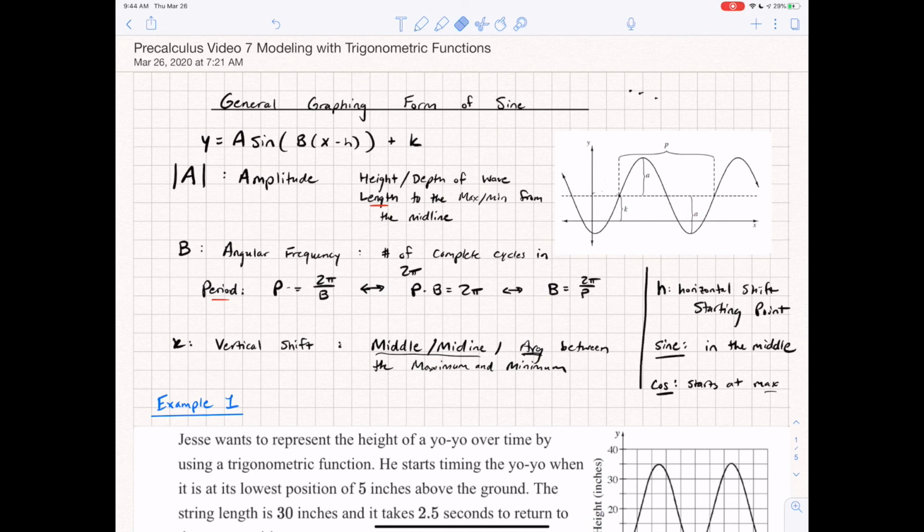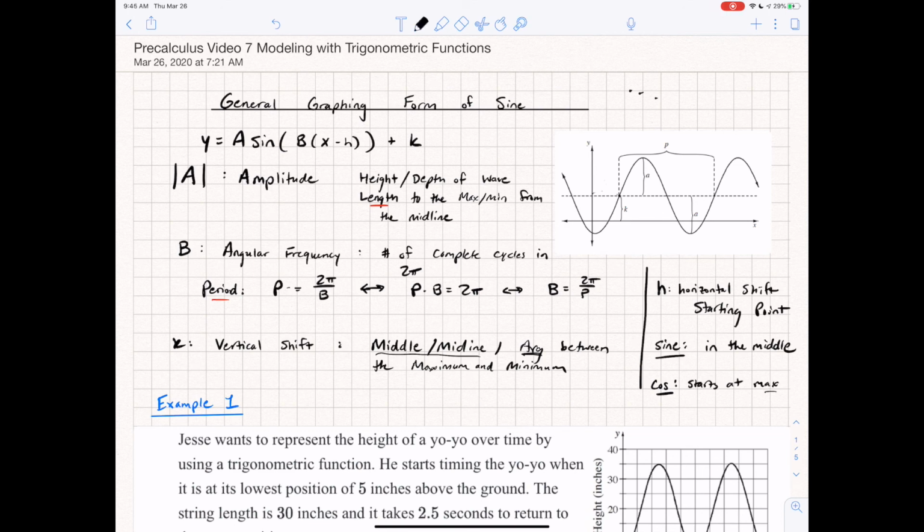It's always true. Essentially, no matter what, if it's sine or cosine, amplitude, frequency, and vertical shift, and my h, all are defined the same way. When we are modeling, my h depends on if I want to start in the middle and use sine, or start at the max and use cosine. All right, but it's all about my starting point.